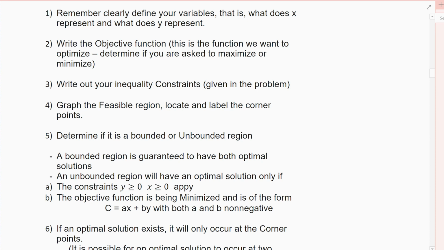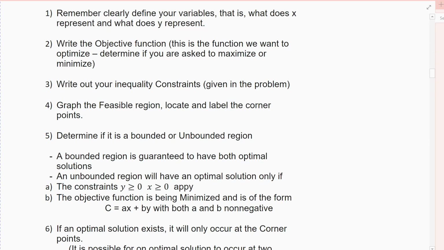What do I need to do in order to optimize what it is I'm optimizing? I think the objective function is the easier one, so that's usually where I start. What's your objective? Are you maximizing? Are you minimizing? What are you asked to maximize? What are you asked to minimize? And so I set that up first, and then I kind of set it to the side because I don't need it until I find my corner points.